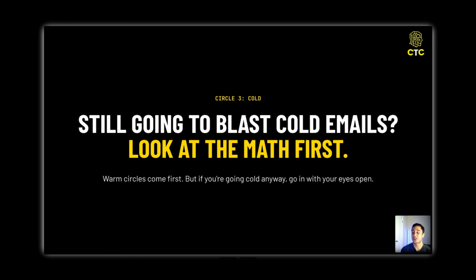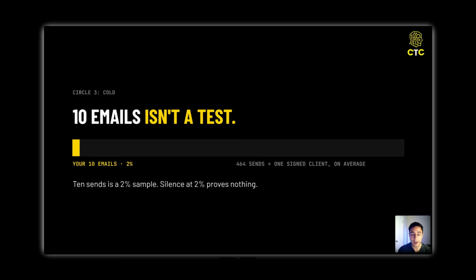Now, let's get to the third circle. This is the one that most of you actually have started off with. This is probably the one that most of you have been seeing online as well, because most tutorials or most advice online talks about cold emails as the first basis for this, which is just completely wrong. If you're going to blast cold emails, at the very least, you need to look into the math. Because while the warm circle comes first, a lot of you will say, but Bugo, I don't have a big circle. You don't understand. I have nobody in my network. I'm a complete hermit, let's say, or whatever excuse you're going to give me. So if you're going to go cold, let's at least talk about that cold.